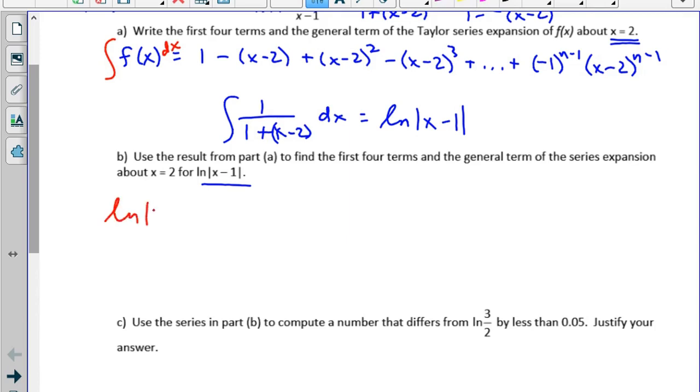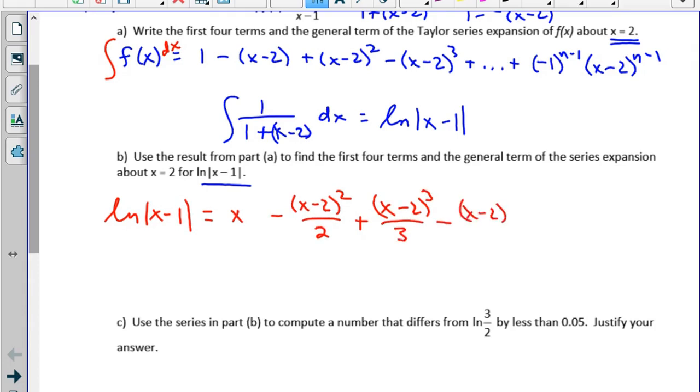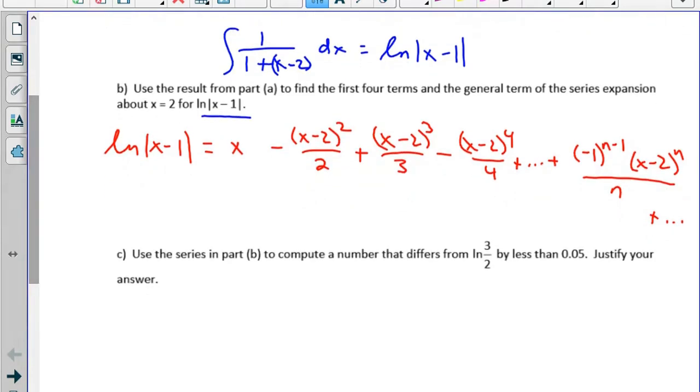And I can say that the natural log of x minus 1 is equal to x minus x minus 2 squared over 2 plus x minus 2 cubed over 3 minus x minus 2 to the 4th over 4. And the general term is negative 1 to the n minus 1 times x minus 2 to the n over n. Sorry, I forgot some plus dot dot dots. So that's part B.